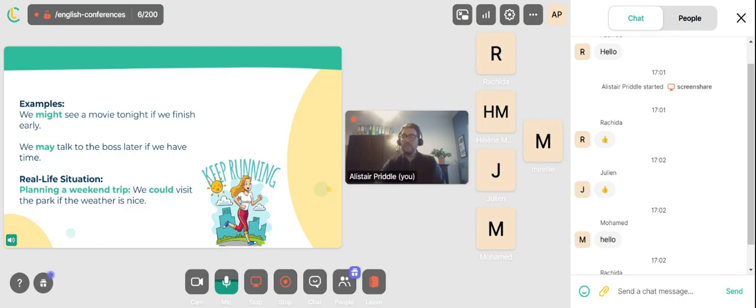A real life situation, planning a weekend trip. We could visit the park if the weather is nice.